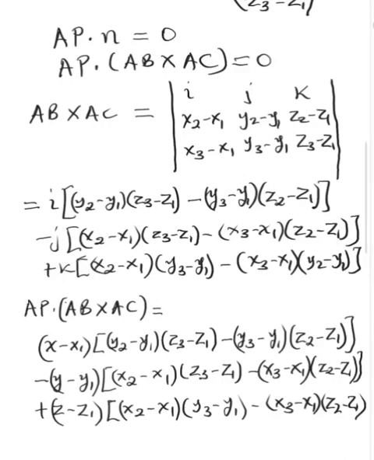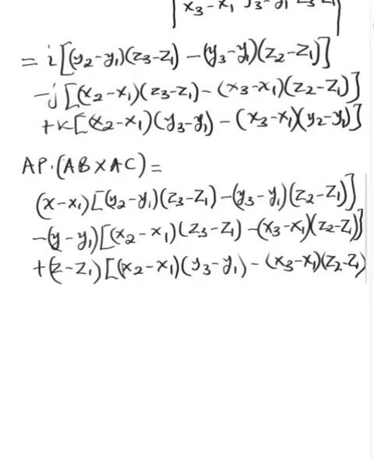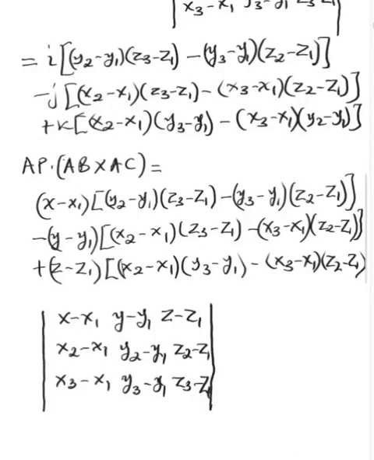Having obtained the cross product of AB and AC, we now proceed to find the scalar triple product, which is now AP dot AB cross AC. So from there, we simply multiply the I component of AP by the I component of the cross product, the J component of AP by the J component of the cross product, and the K component of AP by the K component of the cross product. And if you observe carefully, you would see that AP dot AB cross AC is the expanded form of this determinant.